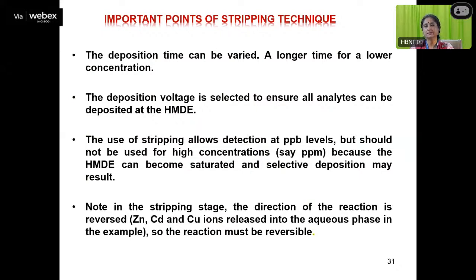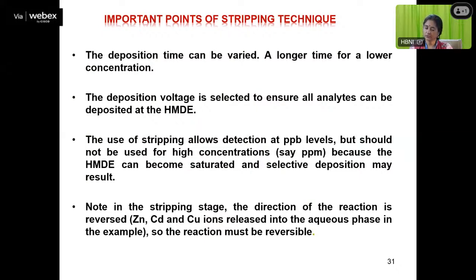Now note that in the stripping stage, the direction of the reaction is reversed. That is, for zinc, cadmium and copper ions, the deposition is the reverse of the stripping. And that is expected also, because their potentials are in that order. So zinc, cadmium and copper ions are released into the aqueous phase in the example. So the reaction must be reversible.